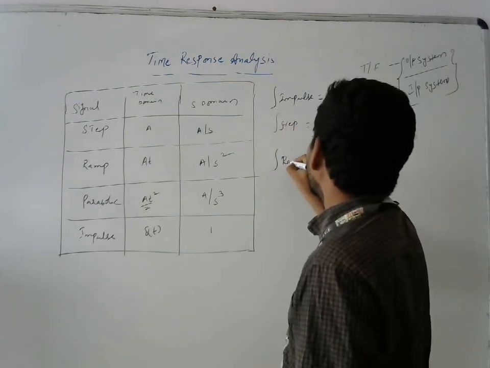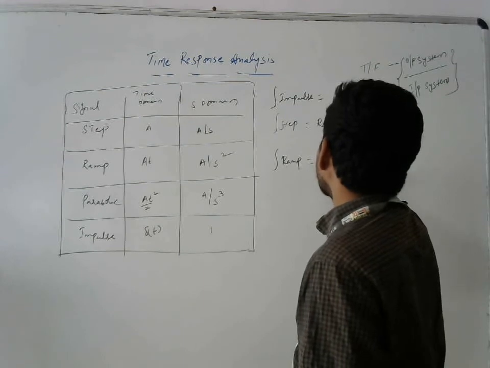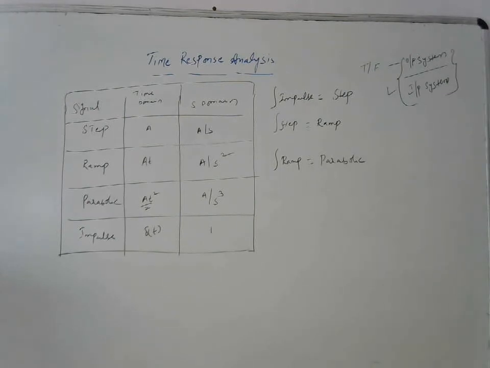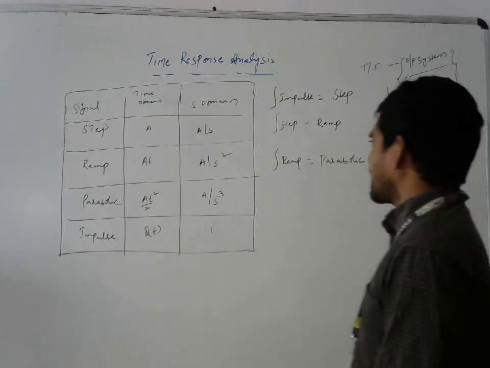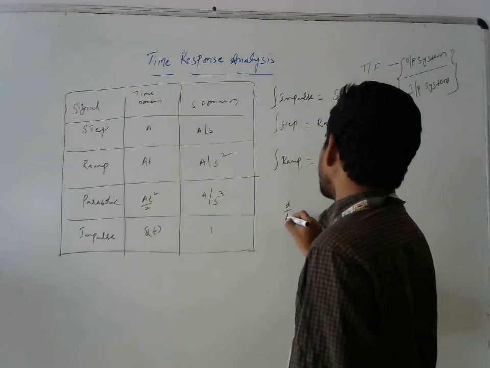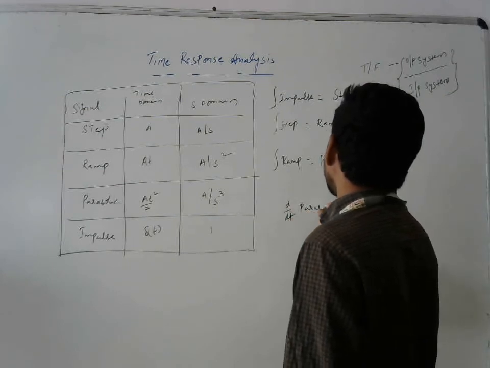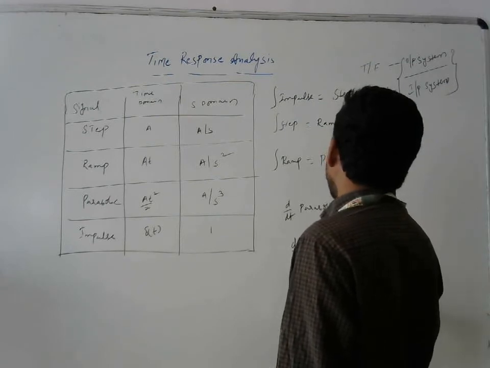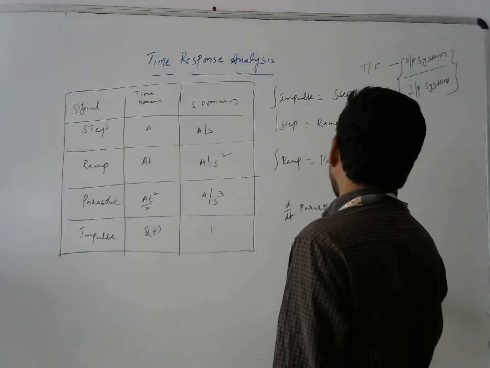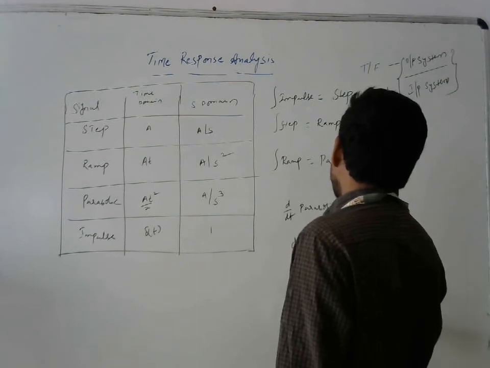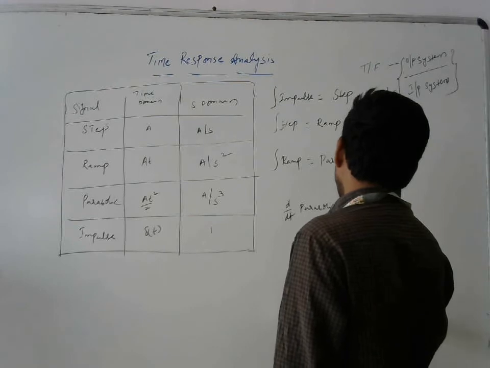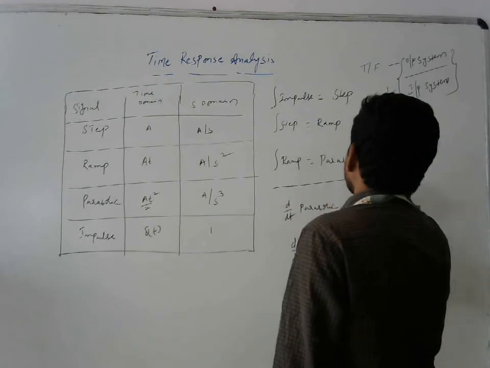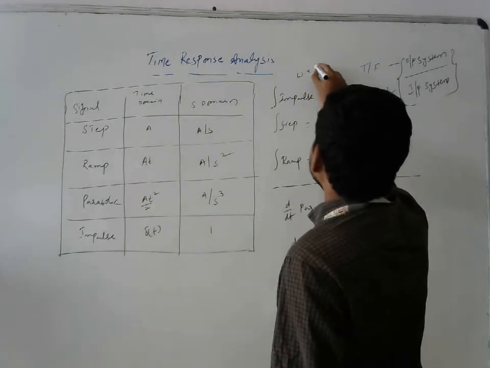Integration of a ramp signal will give a parabolic signal. Or vice versa, we can take the differentiation of the parabolic signal. Differentiation of parabolic will give a ramp signal. Differentiation of ramp will give a step. Differentiation of step will give an impulse signal. This is with respect to integration, and this is with respect to differentiation.